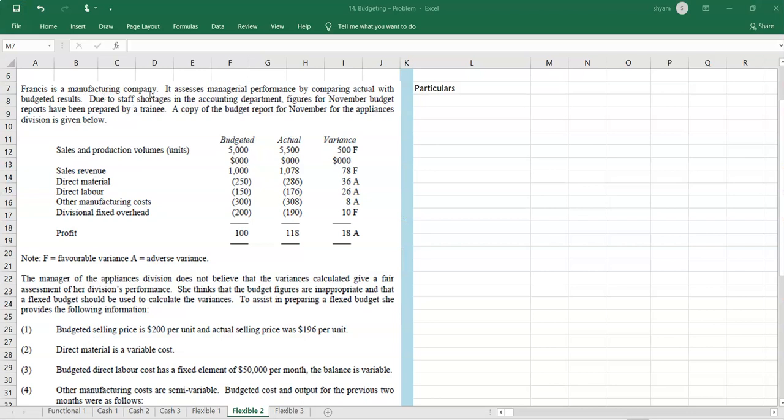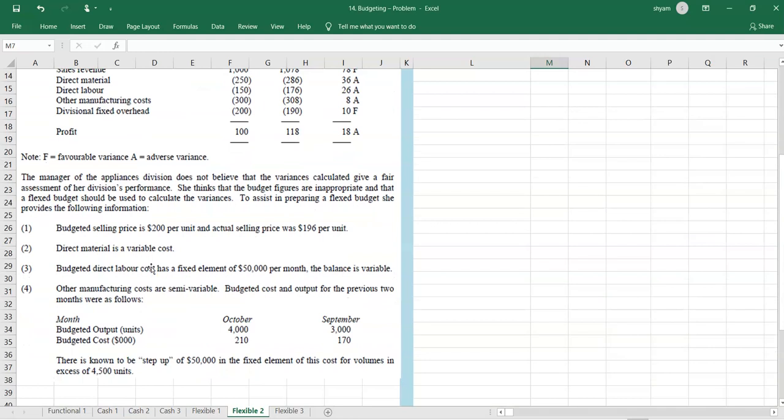So Francis is a manufacturing company. It assesses managerial performance by comparing actual with budgeted results. Due to staff shortage in the accounting department, figures for November budget reports have been prepared by a trainee. A copy of the budget report for November for the appliances division is given below. So he has given us sales and production volumes in units, sales, direct material, direct labor, manufacturing cost, and other fixed overheads. He has already worked out budget and actual. He also has variances here. So let's look at the points that have been given here.